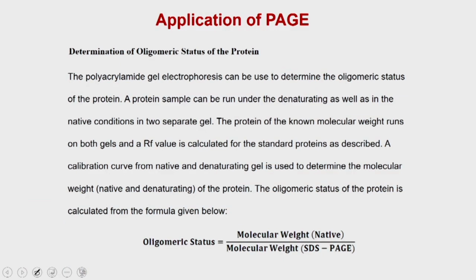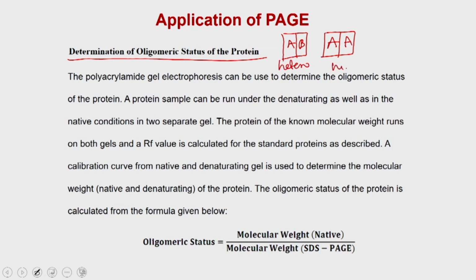Now, let us move on to the next application. Suppose you have produced a protein, then you can also determine the oligomeric status of that protein. What is meant by oligomeric status is that it tells you how many monomers or subunits are present in that protein. For example, suppose a protein has two subunits A and B, or it can be AA. So, this is called a heterodimer, and this is called a homodimer.